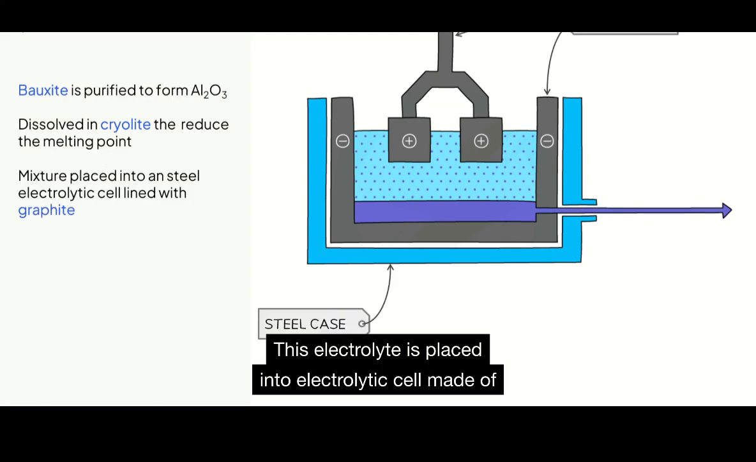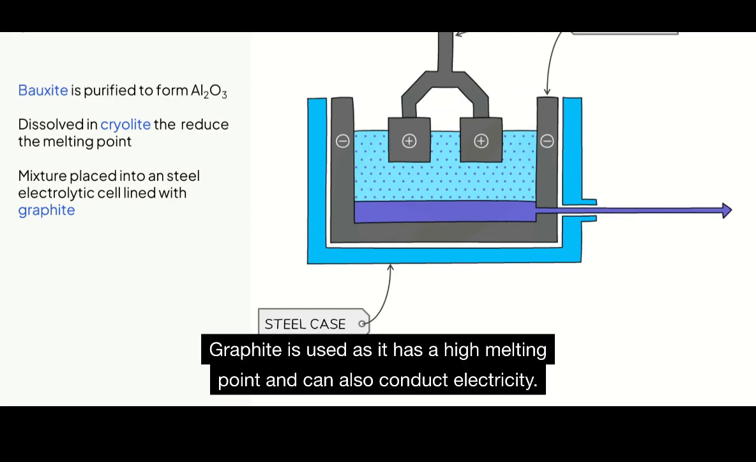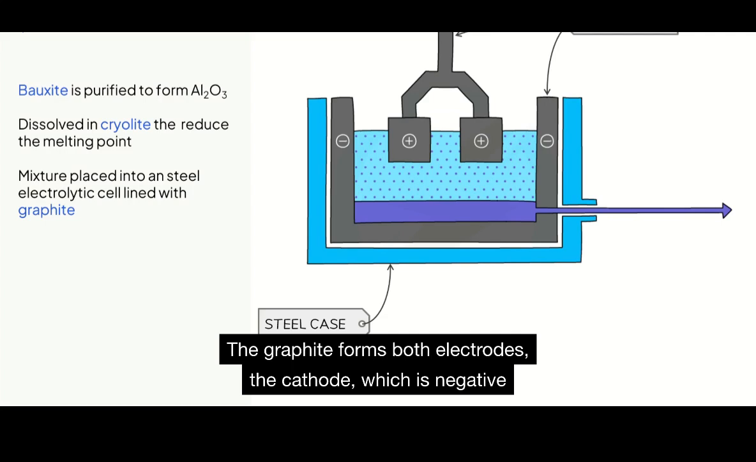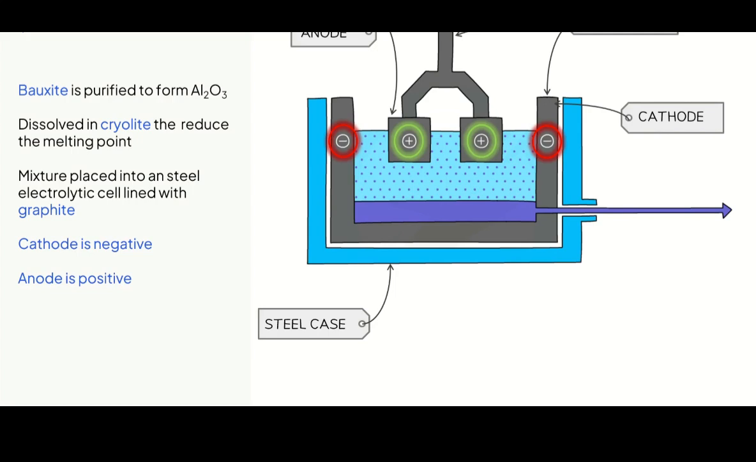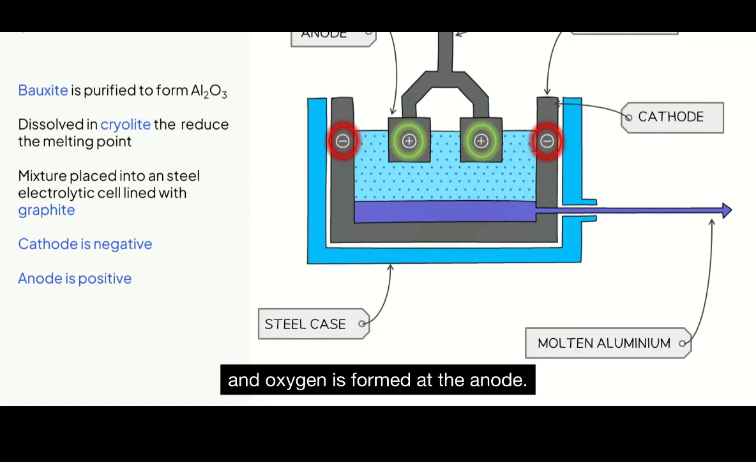This electrolyte is placed into an electrolytic cell made of steel and lined with graphite. Graphite is used as it has a high melting point and can also conduct electricity. The graphite forms both electrodes, the cathode, which is negative, and the anode, which is positive. Molten aluminium is formed at the cathode where it is tapped off, and oxygen is formed at the anode.